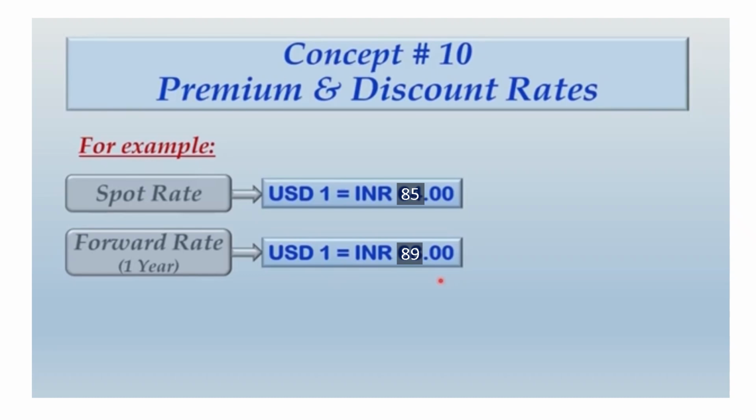This is the spot rate. This is the forward rate. As the forward rate is higher than the spot rate, we conclude that USD, the quote being given for USD, is quoted at the premium in the forward market. So obviously INR will be quoted at discount in the forward market. So now we definitely find out what is quoted at premium and what is quoted at discount in the forward market. So this is about premium and discount rate.